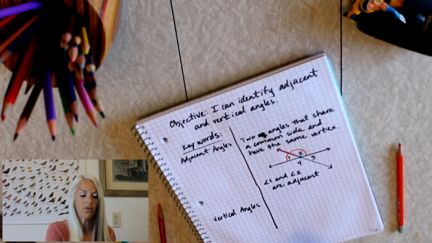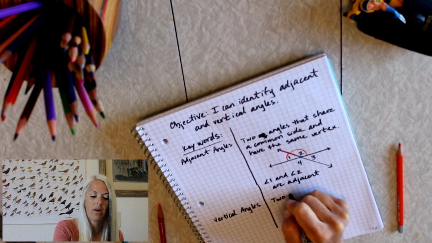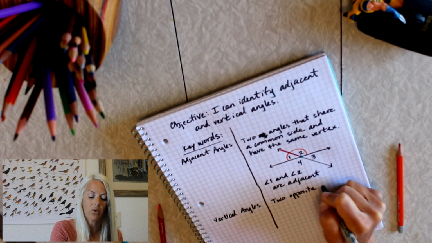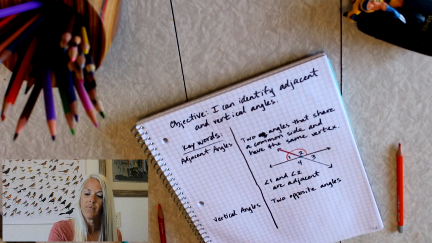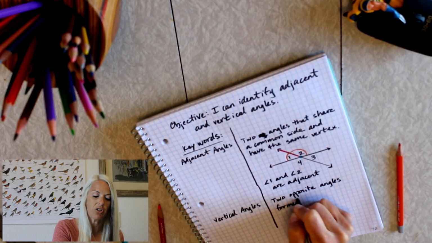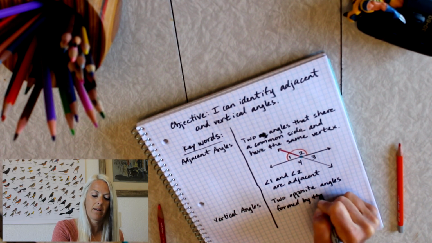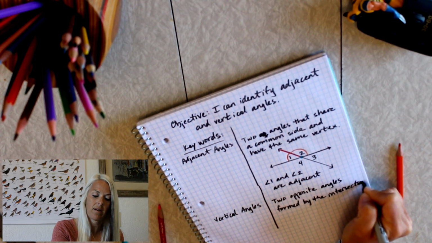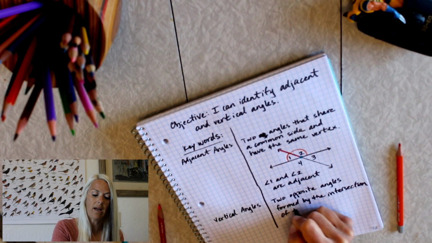Okay, so vertical angles are two opposite angles formed by the intersection of two lines.